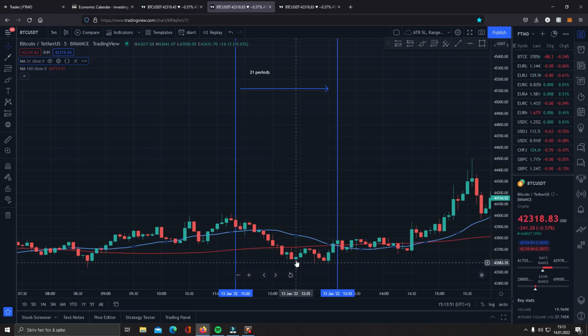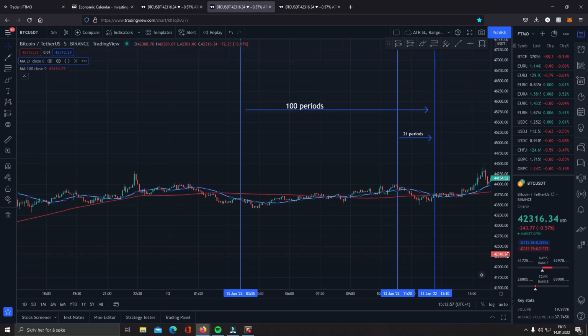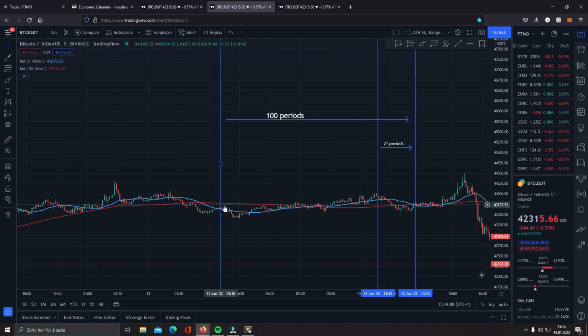Now if you, for example, see the 100 period here, if I zoom a bit out, you can see that this is not exactly 100, but you get it. You can see that it takes the closing price of each candle, the last 100 candles, adds them up, and then divides it by 100 to create an average.